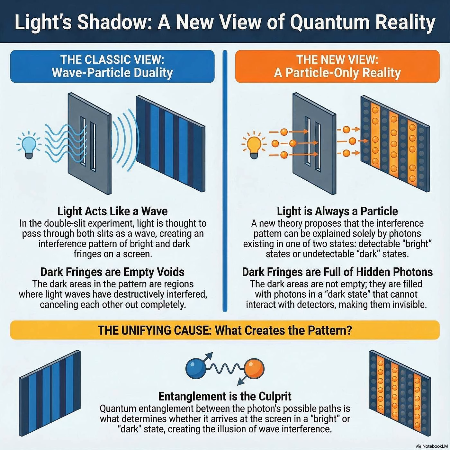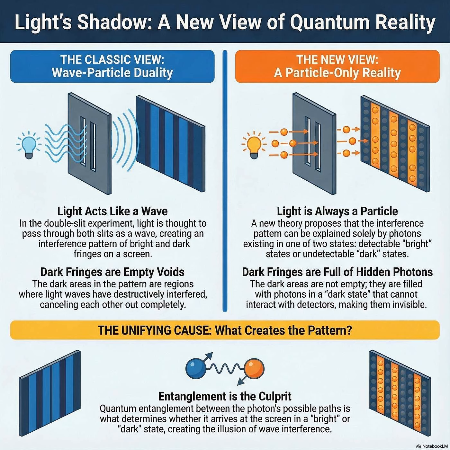Okay, let's start with that first claim because it's a huge one. If photons are only particles, how on earth do you get those dark fringes in the pattern, the spots with no light? The new thinking is that it's all about quantum states. Think of them as bright and dark. Bright and dark state. Exactly.